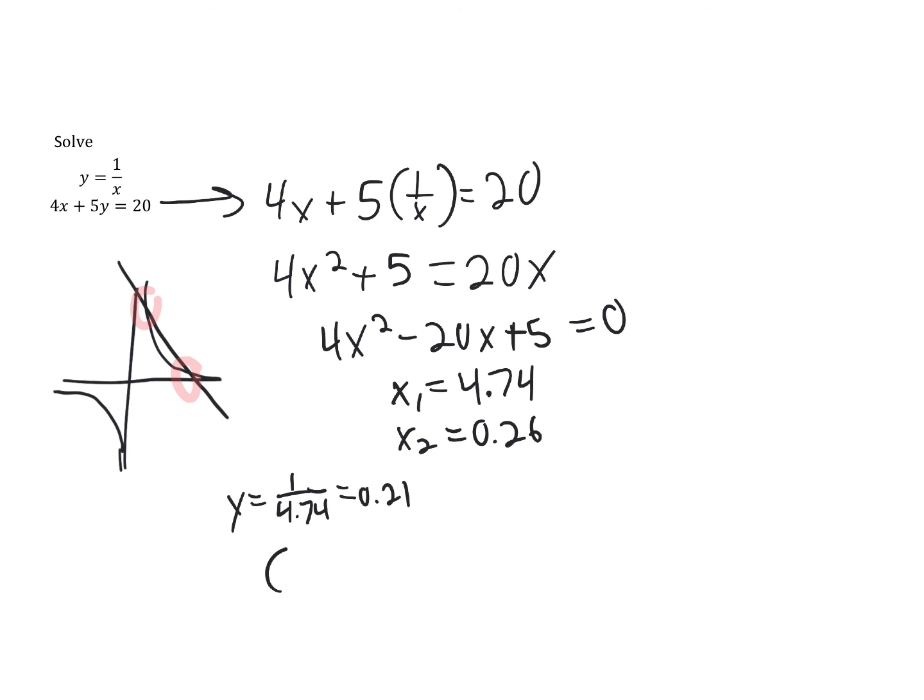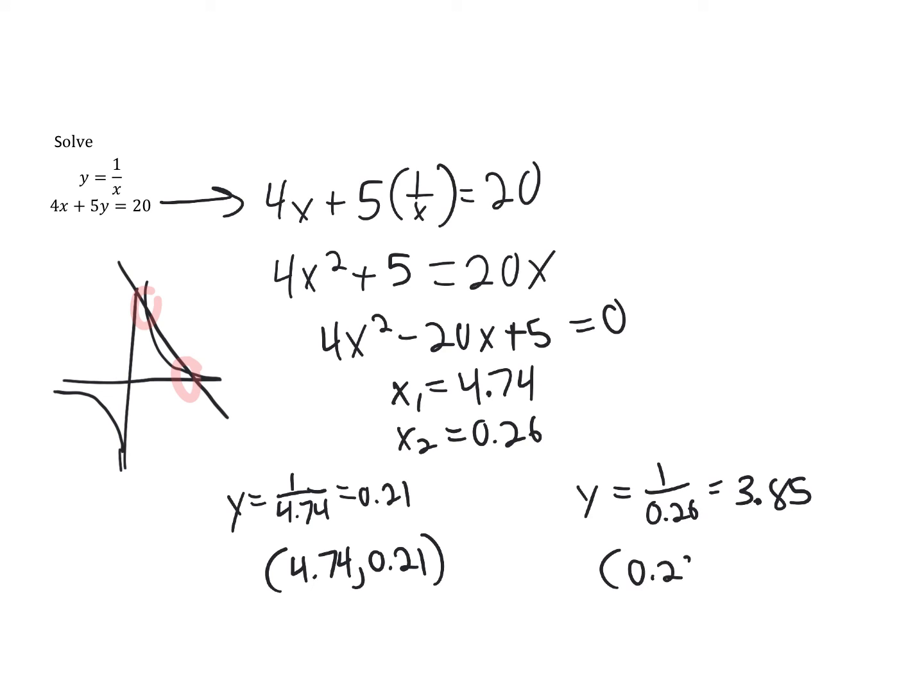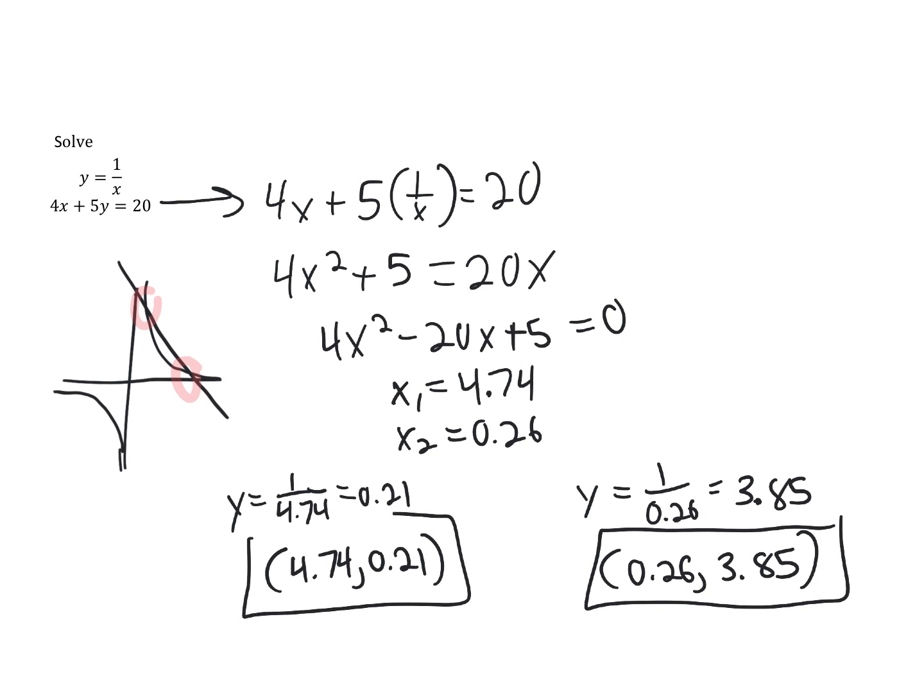So we get the point 4.74, 0.21, and then the other one, giving us the point 0.26, 3.85. And those will be our 2 points of intersection in this case.